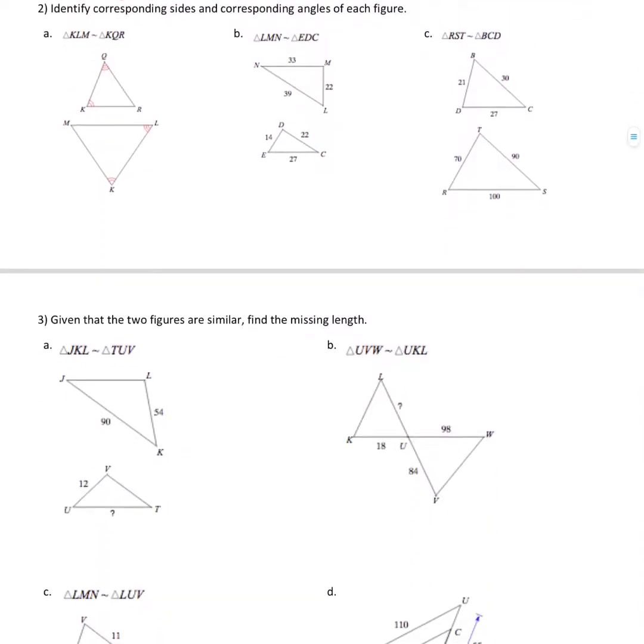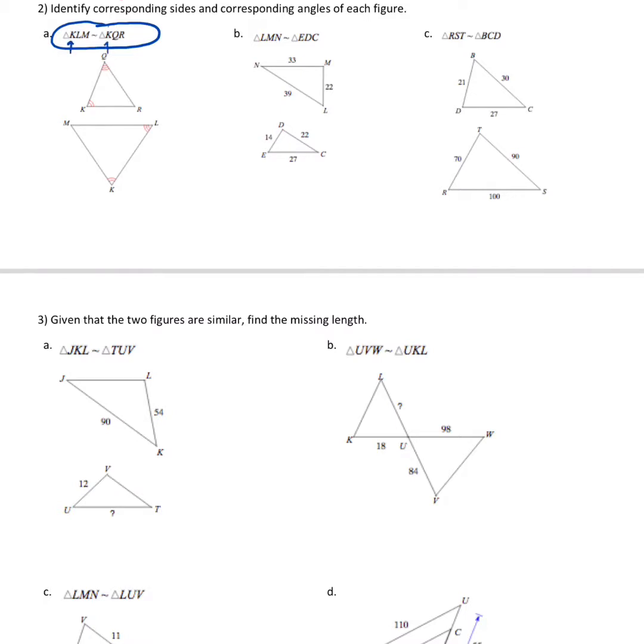So for this part, we're just going to identify corresponding sides and corresponding angles. Up here is what we call a similarity statement. This tells us which sides are similar to which and which angles go to which. So corresponding sides and corresponding angles, I'm just going based off this.